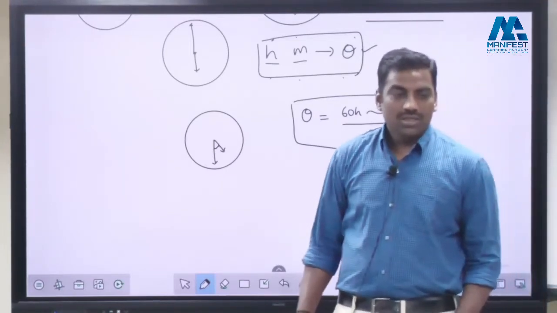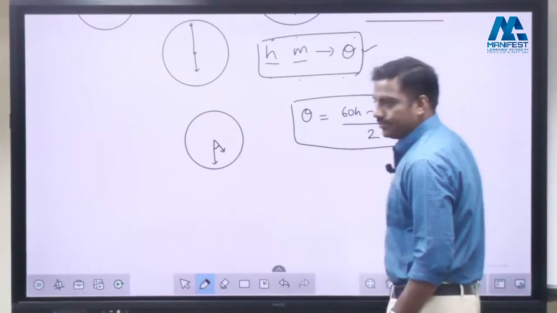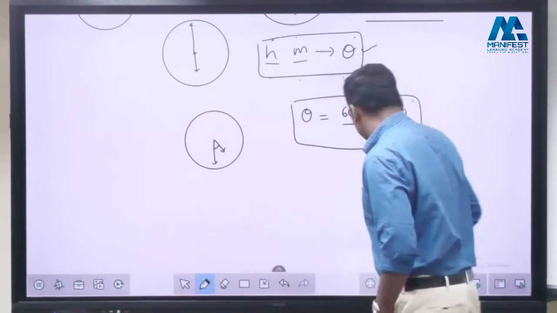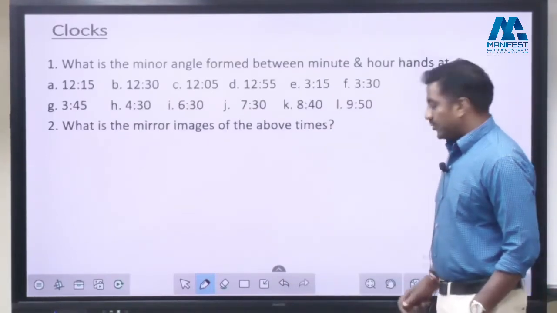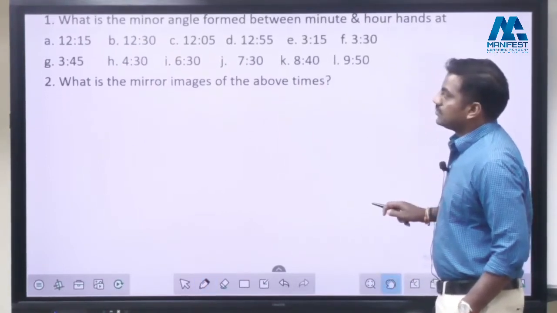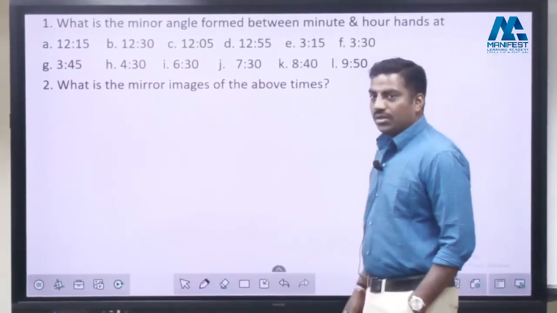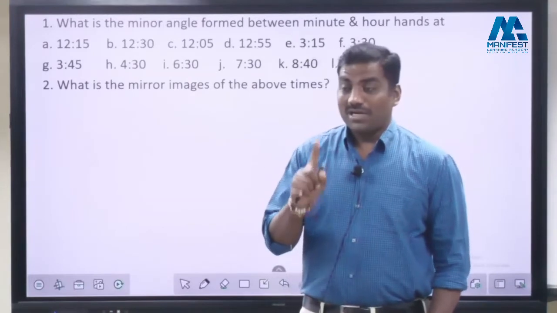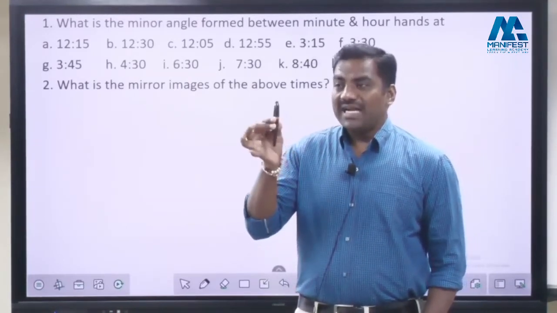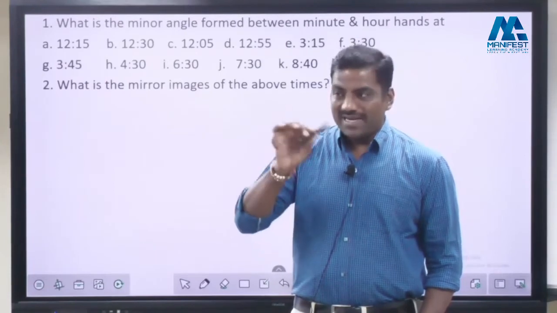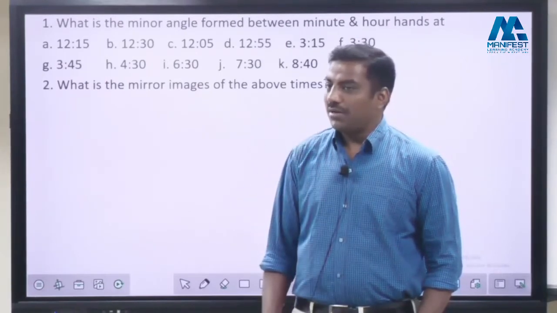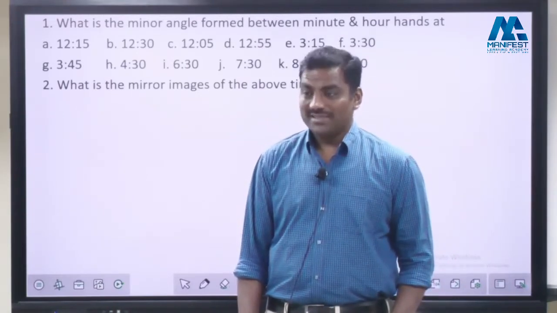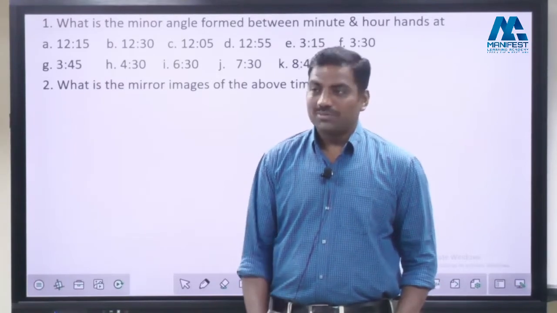So I have certain times, so let us find out the degrees for them. First one is 12:15. For our normal minds, it appears like 90 degrees. But while the minute hand has moved 3 sectors, that is by 90 degrees, the hour hand would have traveled by how many degrees? Divide by 12, right? 7.5 degrees. So from 90 degrees, we have to subtract 7.5 degrees.